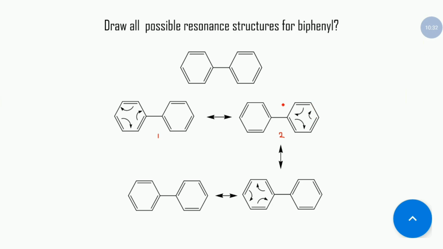delocalize the second ring's pi bonds, or you can say pi electrons. Like the previous one, we just delocalize these pi bonds: this one goes here and this one goes here. After that we get the third compound like this. We do the same thing again, and from 3 we finally get compound 4. Like this, finally we have 4 different biphenyl resonance structures. Understood?